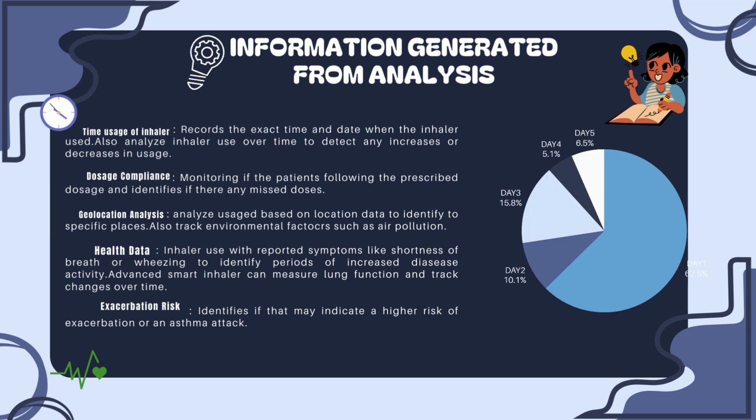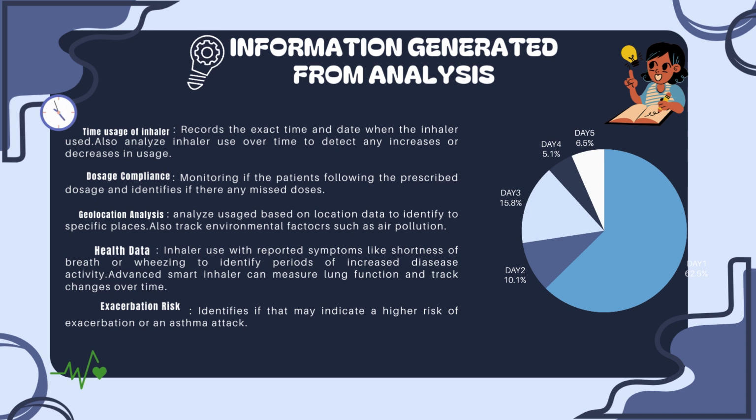Information generated from analysis. First, time of use of the inhaler. It records the exact time and date when the inhaler is used. It also analyzes inhaler use over time to detect any increase or decrease in use. Second is dose compliance. Monitoring if the patient follows the prescribed dose and identifying if there are any missed doses. Third is geolocation analysis. It analyzes use based on location data to identify a specific place and also tracks environmental factors such as air pollution.